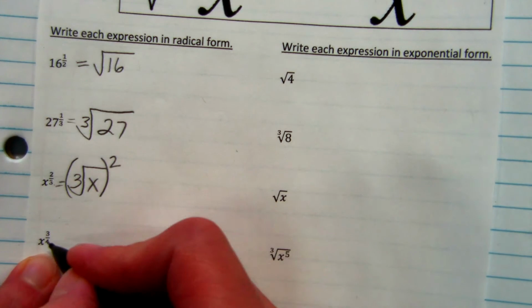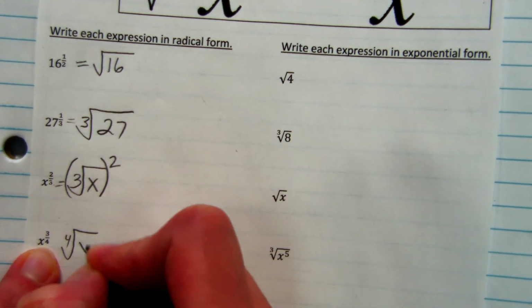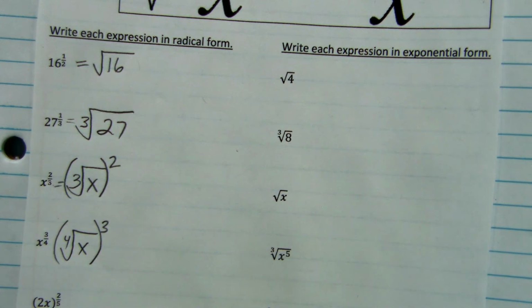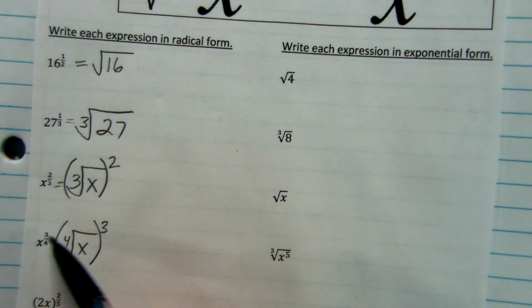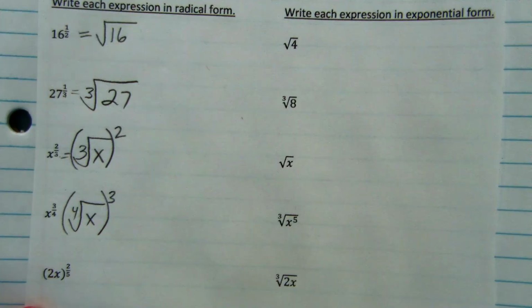In the next one, the 4 in the bottom is your root. Put it in some parentheses. The 3 is the power on the outside. So literally, you just have to know where to put the 4, where to put the 3. That's all I'm asking, is that you can put them in the right place.